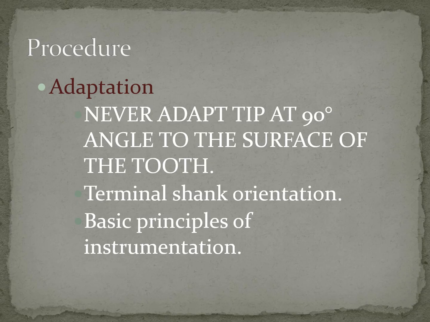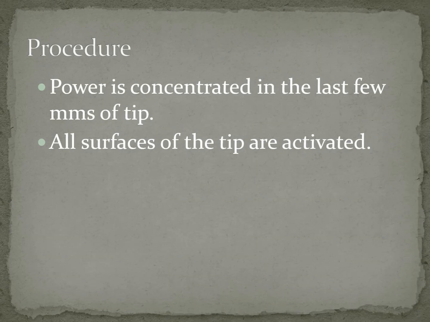The terminal shank orientation and basic principles of instrumentation is what we're going to follow. So too much lateral pressure is also going to result in deactivation. So you have to have that light grasp, constant movement, never the tip directly on the tooth at a 90-degree. So the power is concentrated in the last few millimeters of the tip, but all surfaces are activated for your magnetostrictives.